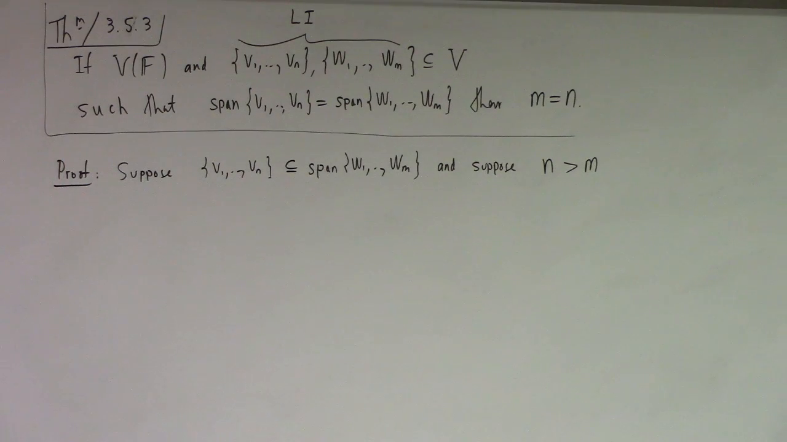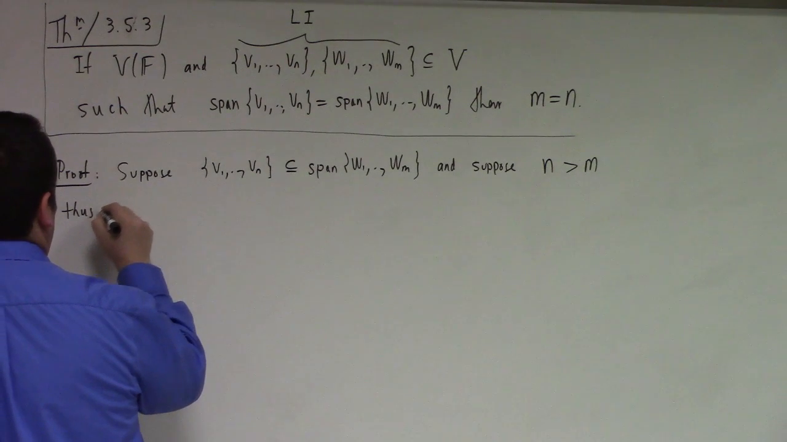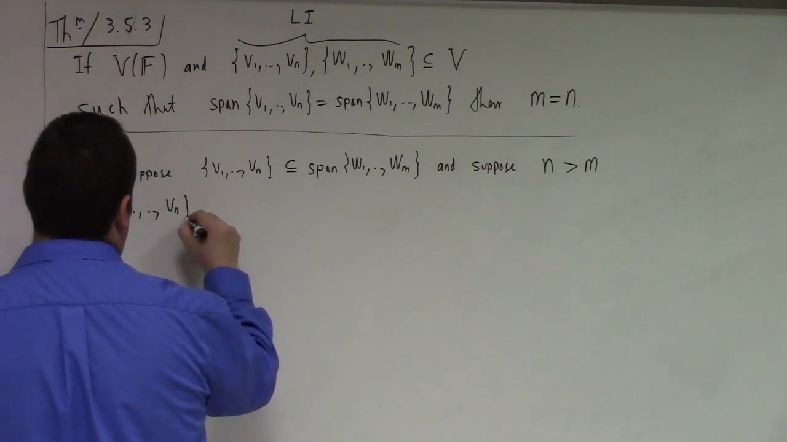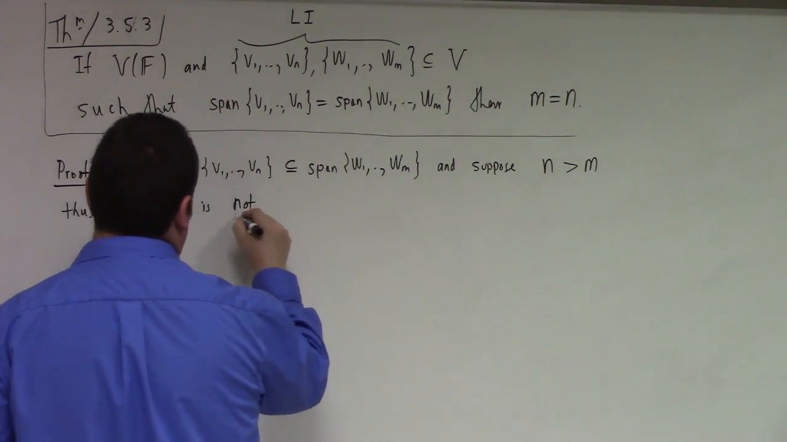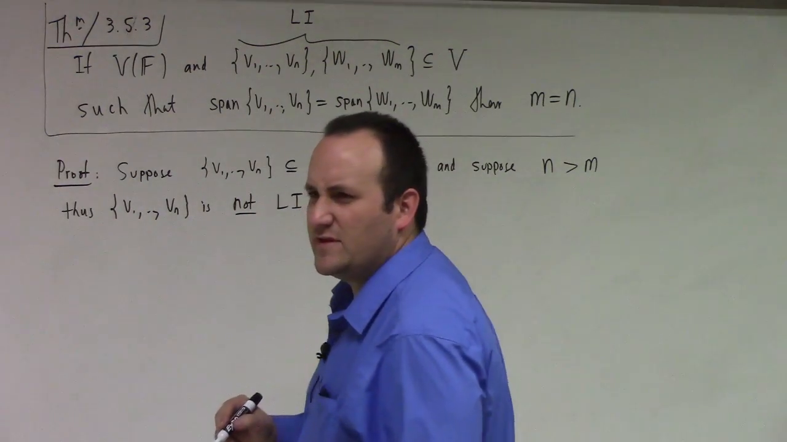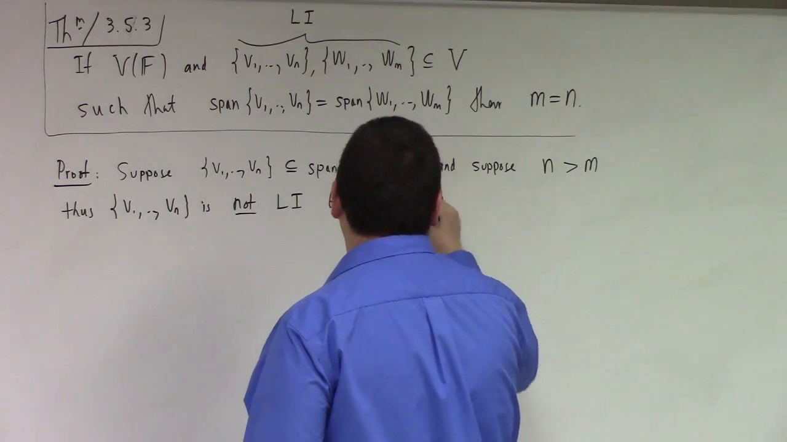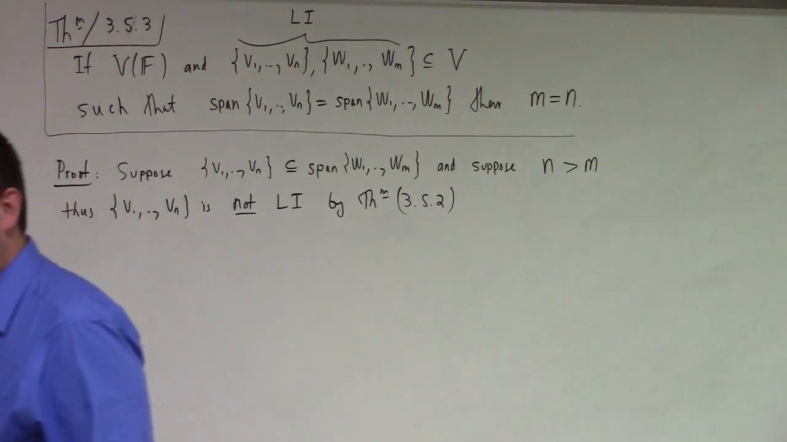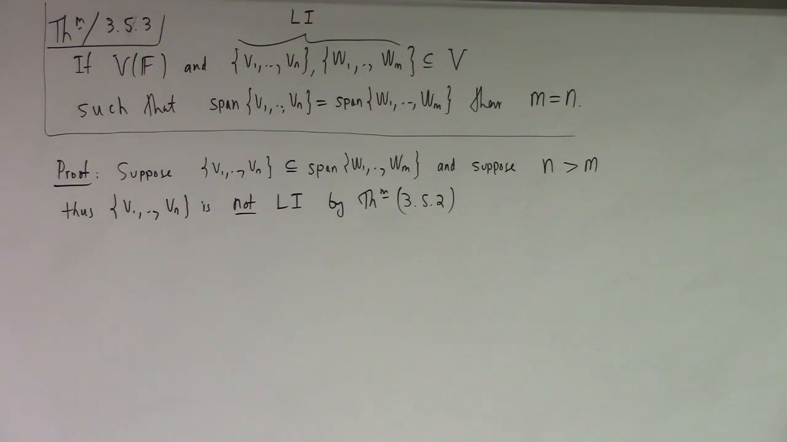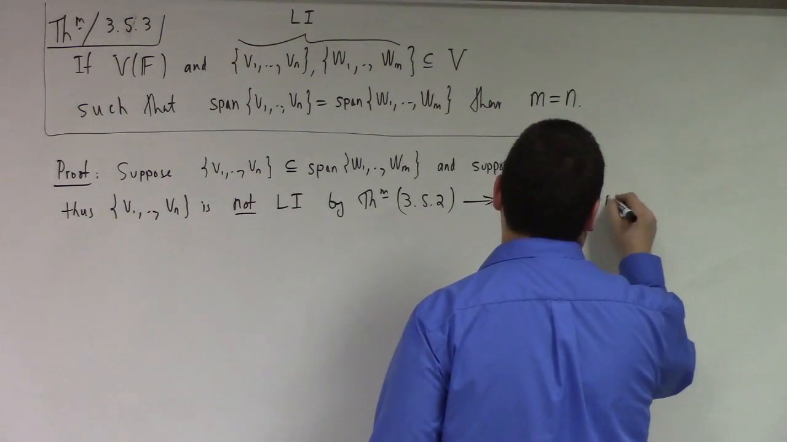Then what? Thus, V1 through Vn is not linearly independent by the theorem just proved, 3.5.2. I can't read it from here. I need some glasses. Sad. A set cannot be both linearly independent and not linearly independent at the same time. That is a contradiction in its purest form, right? Contradiction. So therefore, n is not greater than m.